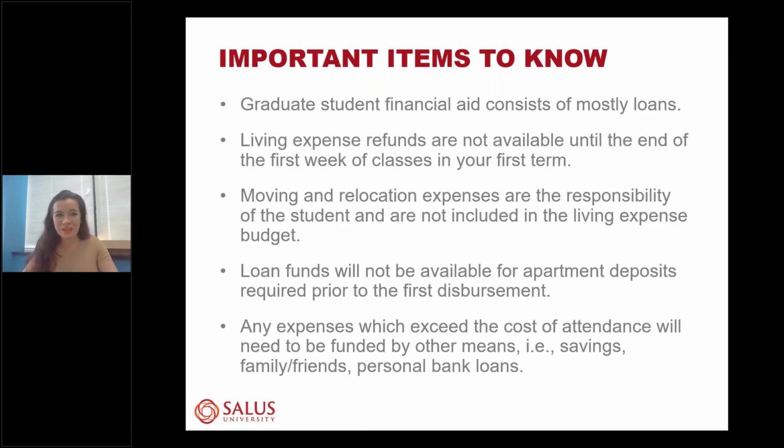As you have probably figured out, graduate student financial aid consists mostly of loans, and it's mostly non-needs based. Living expense refunds are not available until after the first week of classes in your first term, so keep that in mind. Moving and relocation expenses are the responsibility of the student and are not included in the living expense budget, so you won't see that there.